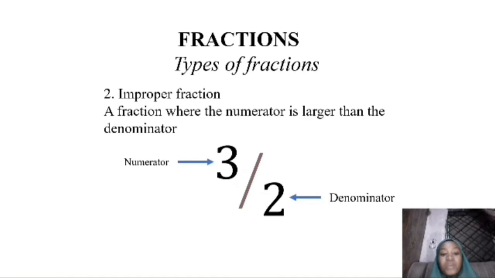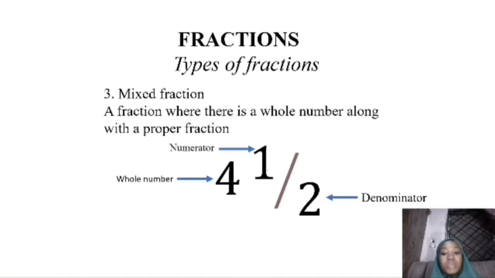The third type of fraction is the mixed fraction, where there is a whole number along with a proper fraction. 4 here is our whole number in this mixed fraction, while 1 over 2 is our proper fraction, where 1 is the numerator in this proper fraction and 2 is the denominator in this proper fraction. A mixed fraction can be converted into an improper fraction and vice versa.